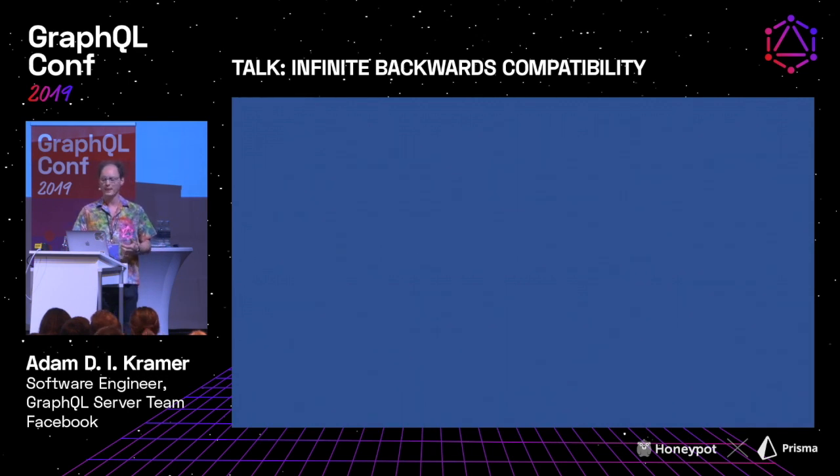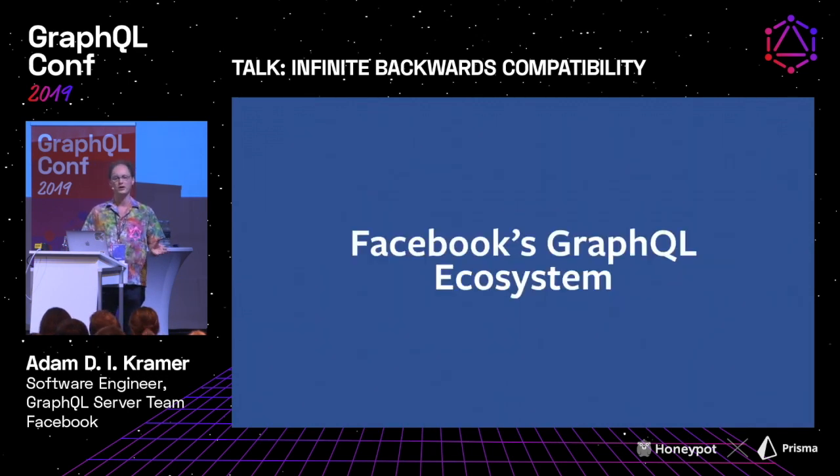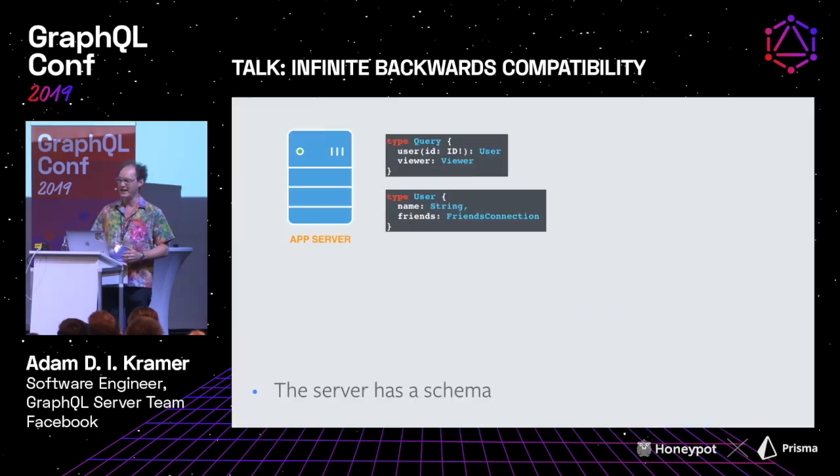So in order to give you an idea of how backwards compatibility can become an issue with a large schema, I'm going to give you a brief tour of Facebook's overall GraphQL ecosystem, right? So at Facebook, we have a server. It's an app server. It is also our web server. That server has a schema, and everything's going well.